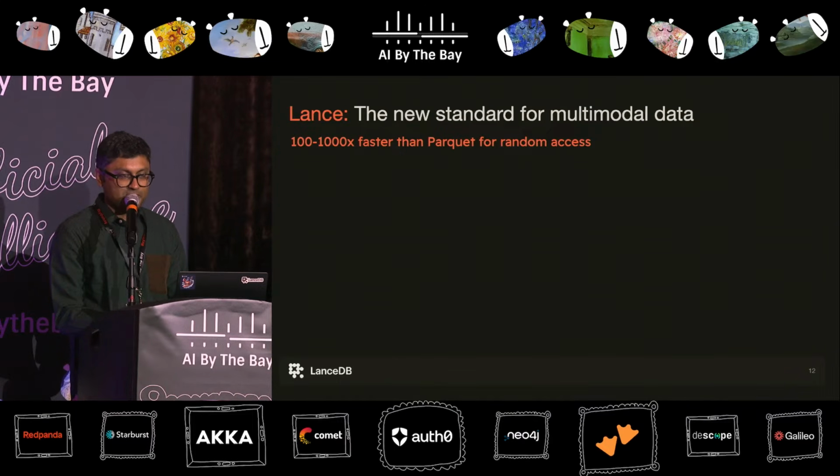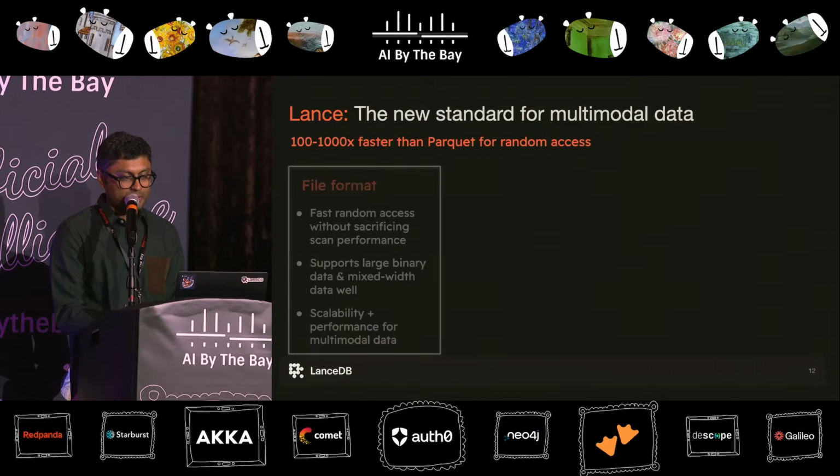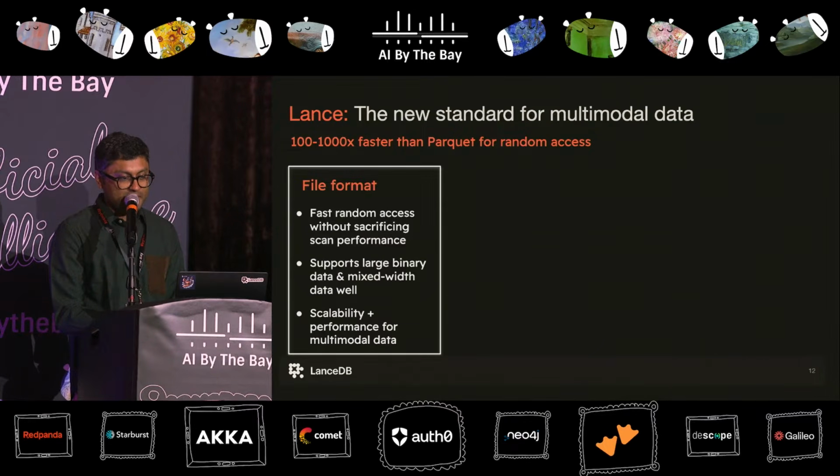And this is where Lance comes in. So Lance is a file and a table format that's now gained significant adoption in open source by some very well-known companies, which I'll list at the end. And the goal here is for it to become the new standard for multimodal data. The columnar file format that Lance has offers 100 to 1000x faster random access performance than Parquet, without sacrificing the scan performance that you may expect from Parquet. It also comes with native support for binary data, like large blobs, and mixed width data, which is very common in AI applications. And it's also designed for very high performance on petabyte scale data, especially multimodal data.